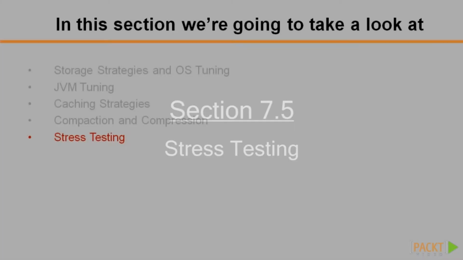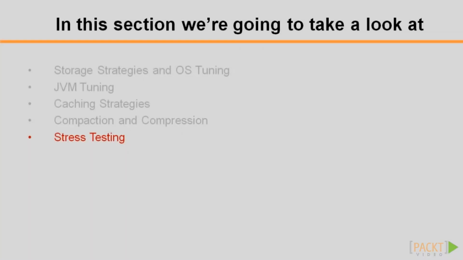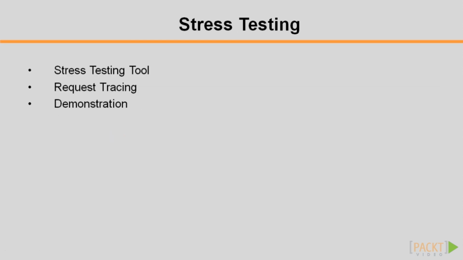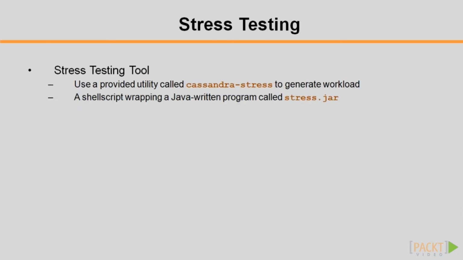In this video, I'm going to introduce the stress testing tool bundled with Cassandra and how to trace CQL requests. I'll present the usage of the stress testing tool and the request tracing feature, followed by a short demonstration. Cassandra provides a utility called Cassandra Stress for stress testing. It can generate different workloads according to the given options. It's basically a shell script wrapping a Java program in the stress.jar library.